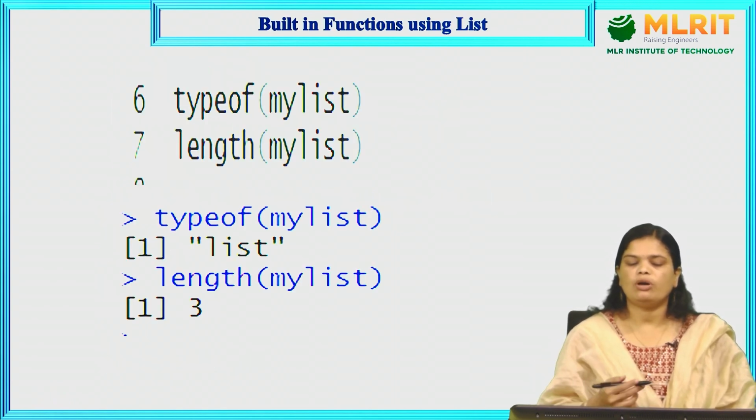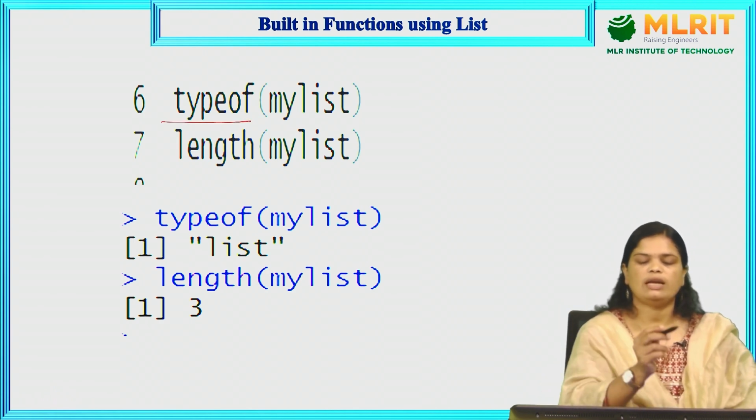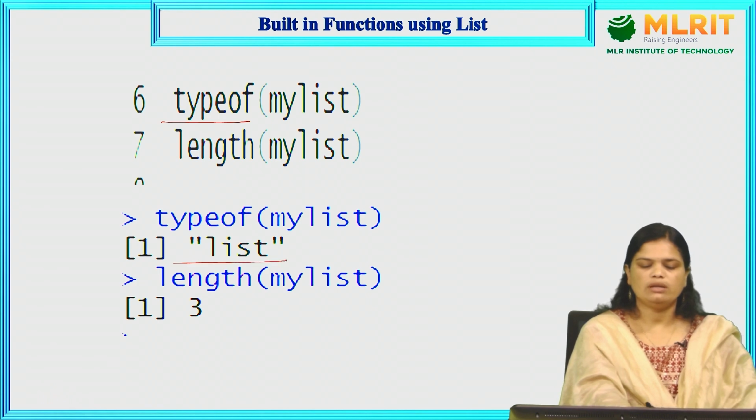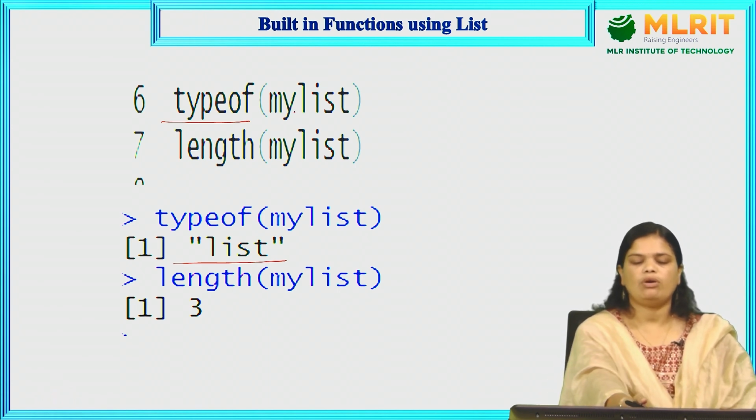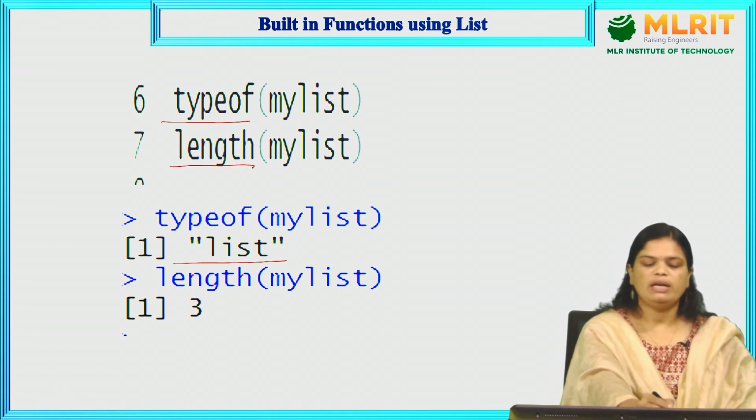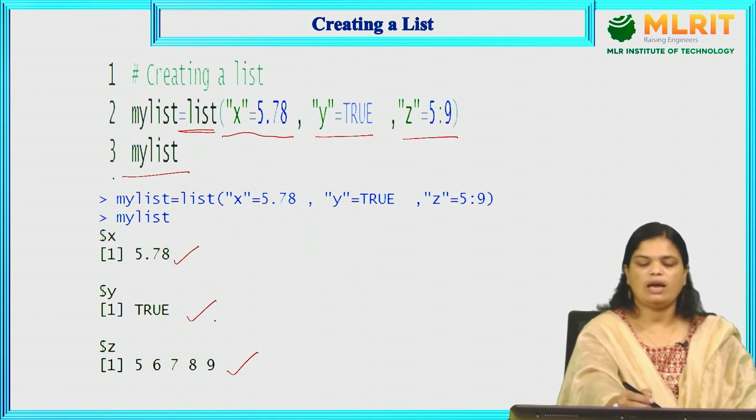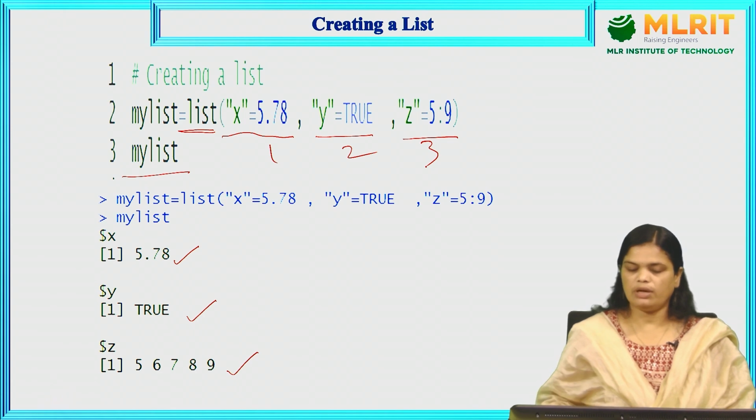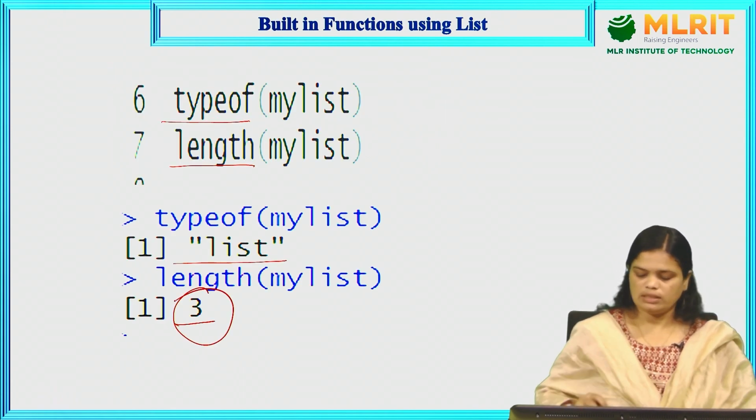If you want to know what type of data we have stored in my list, you can use the typeof built-in function. Look at the output here. What type of data have we stored? Because we have created it by using the list built-in function, when you apply typeof on my list, it will display list as the data structure. And we can apply the built-in function length on my list. The length of the list is 3. Look at here, we have 1, 2 and 3 different types of data stored in the list, so it will display the length as 3.